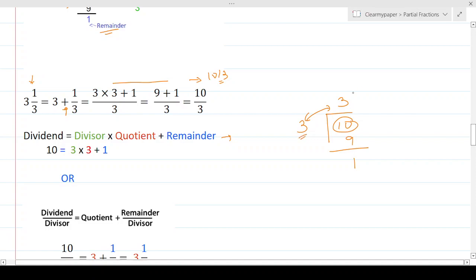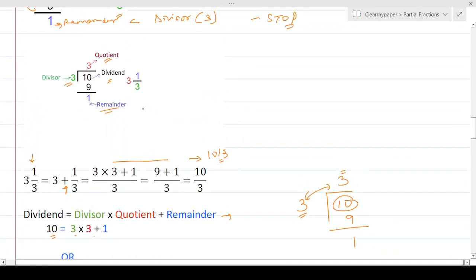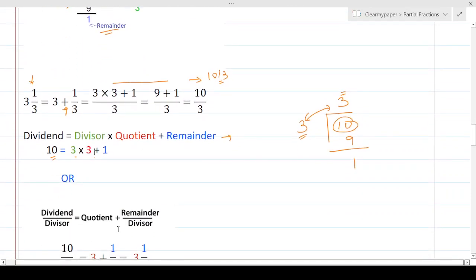This is the divisor and this is the quotient. And if I add the remainder, this is what I get. So 10 is equal to 3 into 3 plus 1, which is 10, which is what you get here also. I've just color coded so that you can understand. Green into red plus blue is equal to black. So 10 is equal to 3 times 3 plus 1. This is the easy formula that we already know.